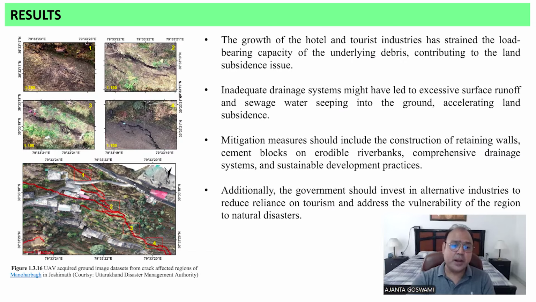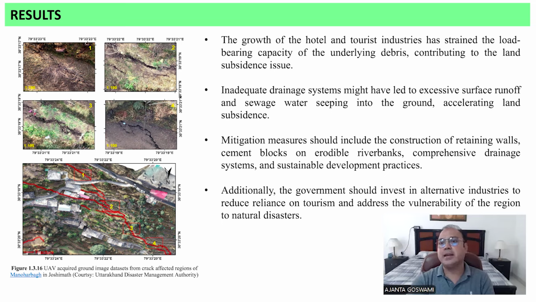This is the UAV acquired ground image data set from the crack affected region of Manohar Bagh. From the Manohar Bagh area, you can see the distribution of all the cracks. One stands for this box, two for this box, three for this box, and four for this box. So you could see the dimensions of the cracks that developed here.